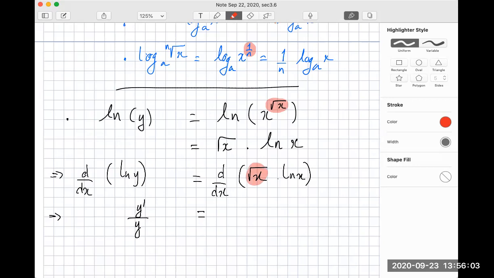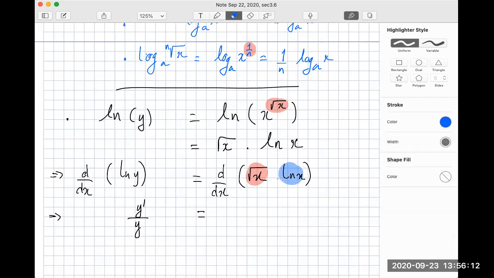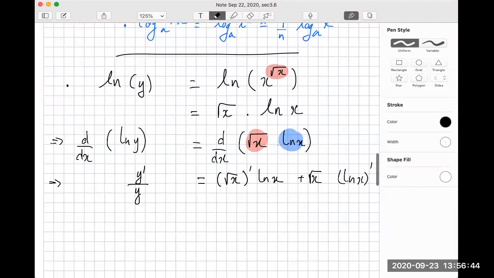Yes, it is a product of two functions. The first function is square root of x. The second one is ln of x. So the product rule tells us that it will be, yes, perfect. Thank you, Rami. The first function prime times the second one, plus the first function times the second one prime. So now apply the rules to this. On the right-hand side, what is the derivative of square root of x? Yes, 1 over 2 square root of x, right?